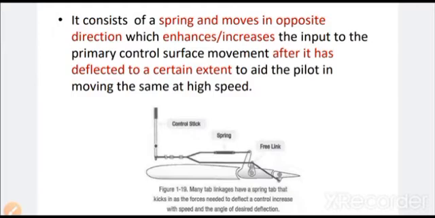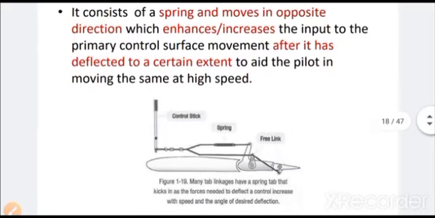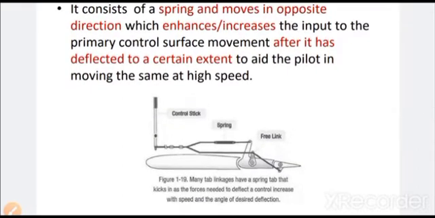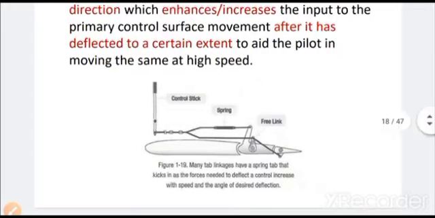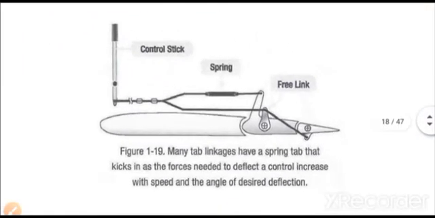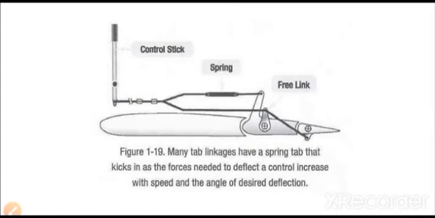Okay, at high speed we require a lot of mechanical power because huge air load will be imposed on those control surfaces and the tabs, so that will be very difficult for us to move. So for that reason this type of springs are attached which will be pushing the primary control surfaces and the tabs at that time by the help of mechanical force offered by the spring.